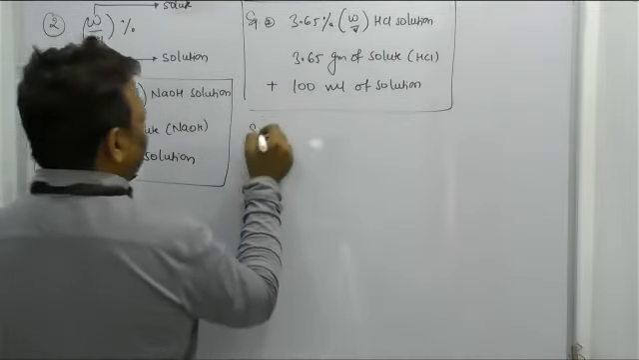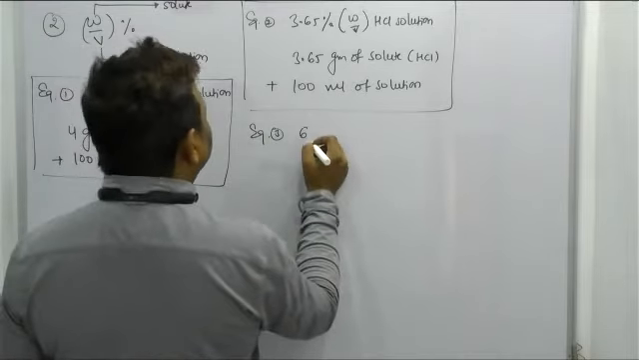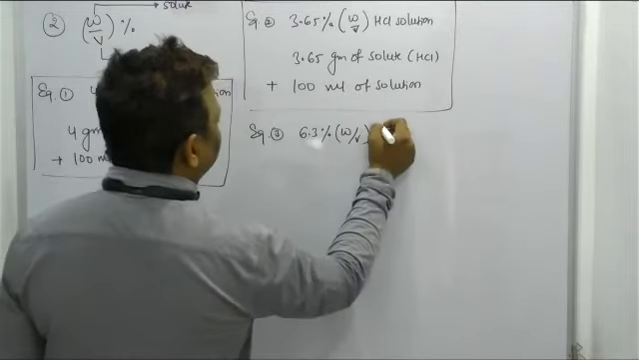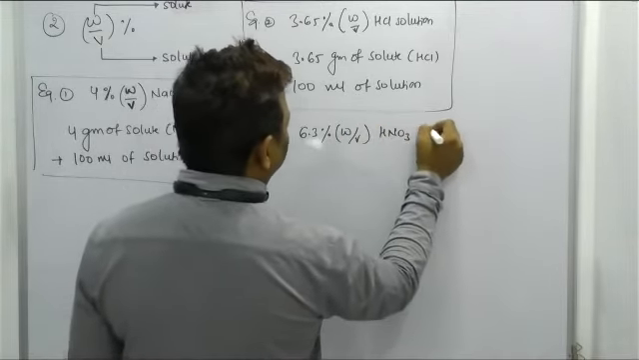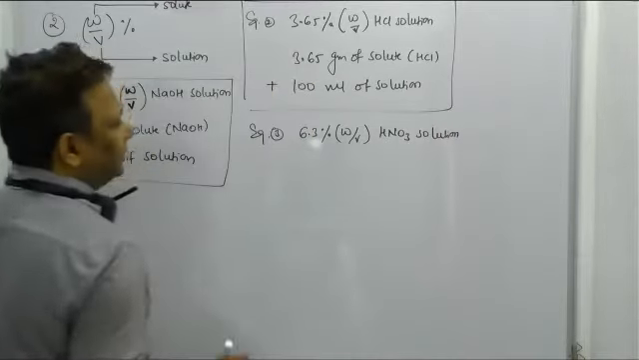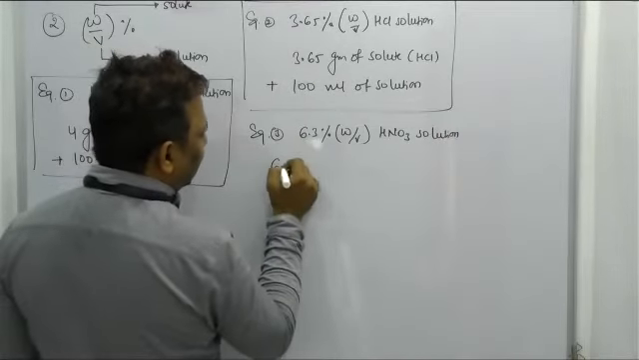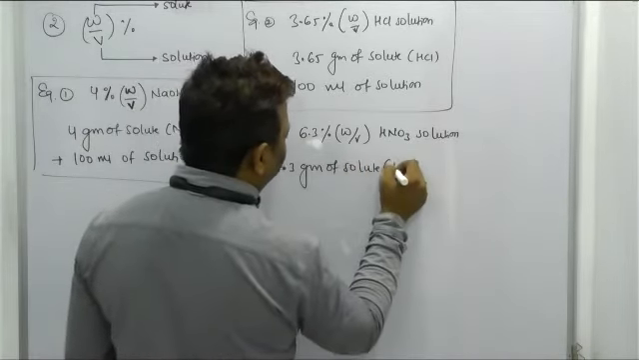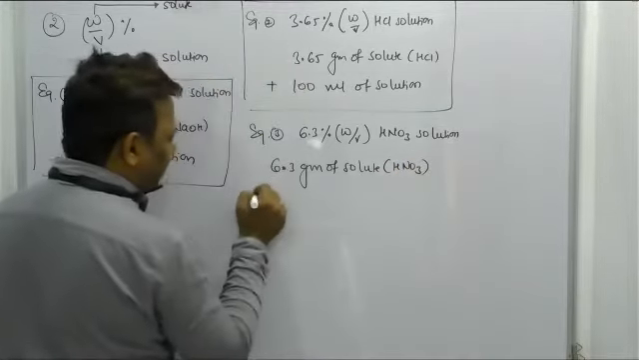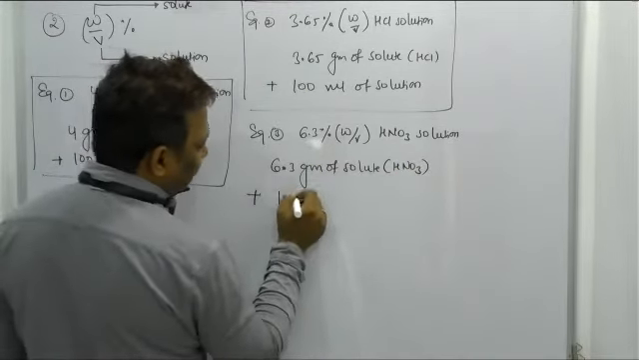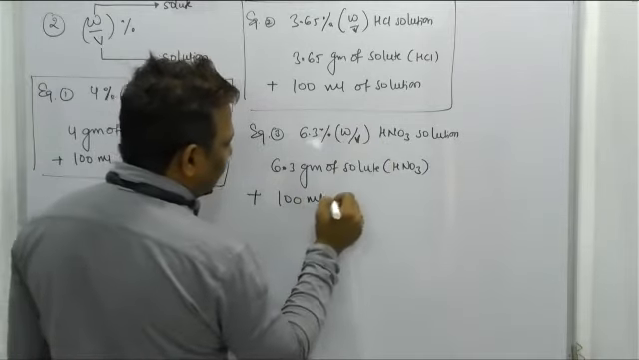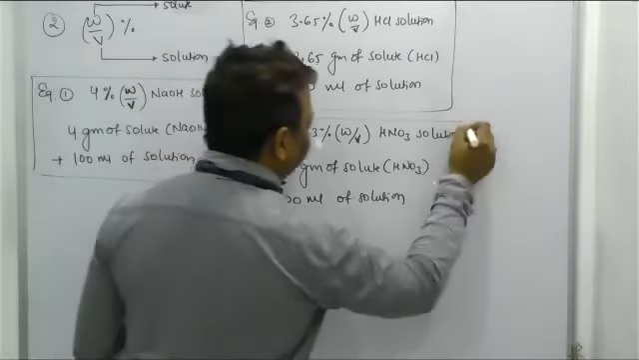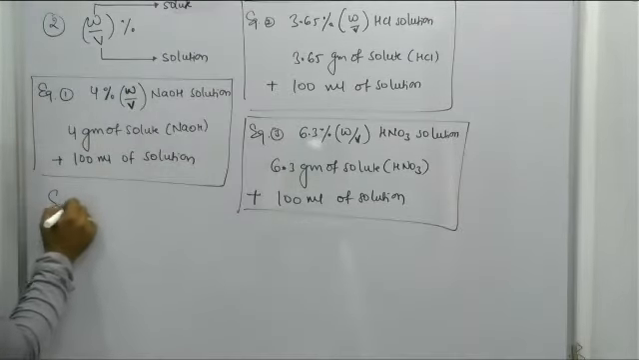One more example. Example number 3. I am having 6.3% W by V HNO3 solution. What does this indicate? So 6.3, yes sir. W means gram of solute. What is the solute we have? HNO3. It is present in percentage, means per 100. V stands for ml of solution. See beta, these are the 3 examples I have given for you. Please try example number 4.